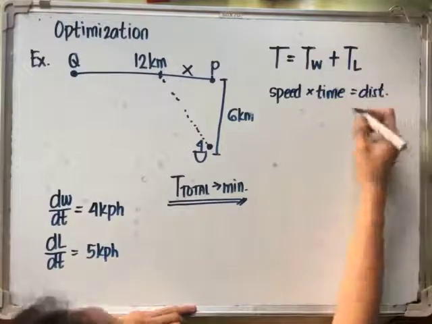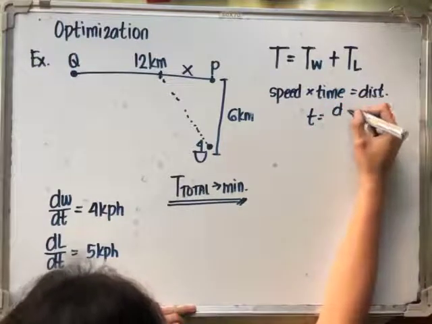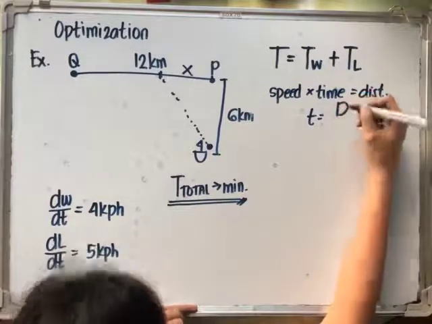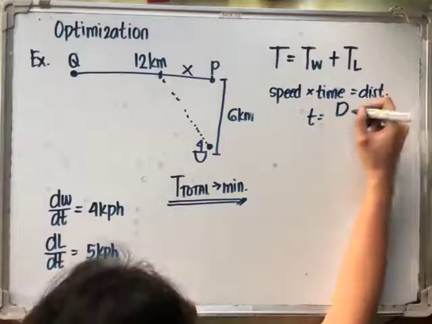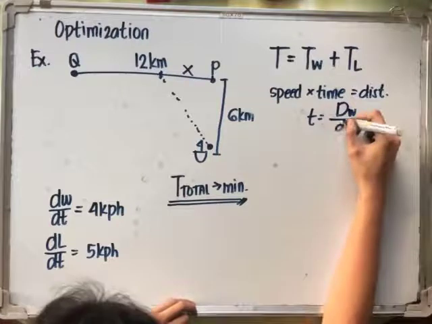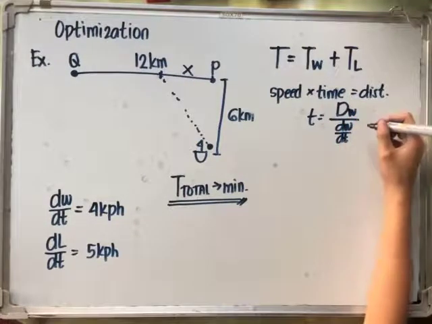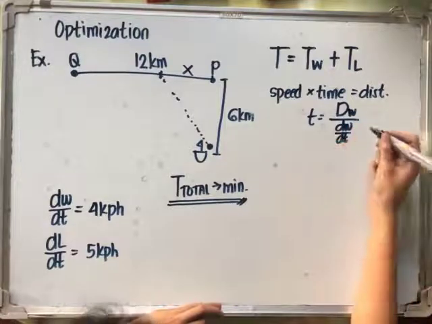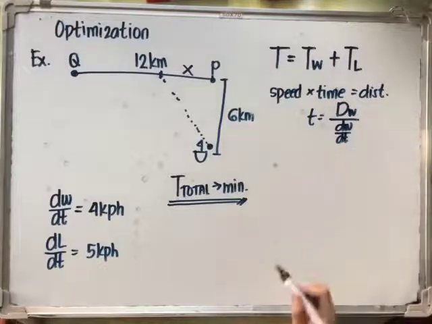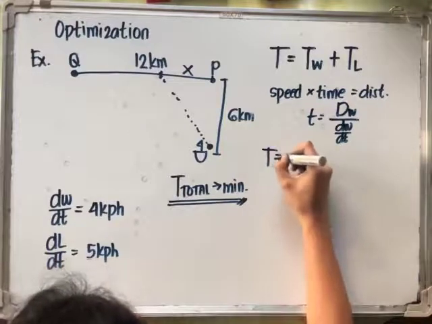So if we are to look for the time, it would be equal to the distance traveled in water, okay, divided by, or let's just have it as capital D, so as not to confuse it with this, time traveled in water divided by the speed. That's actually your dW over dt. Same with land, okay? So for land, the same. Just use the distance for land and the dl over dt na variable natin. So if that is so, I will put it this way.